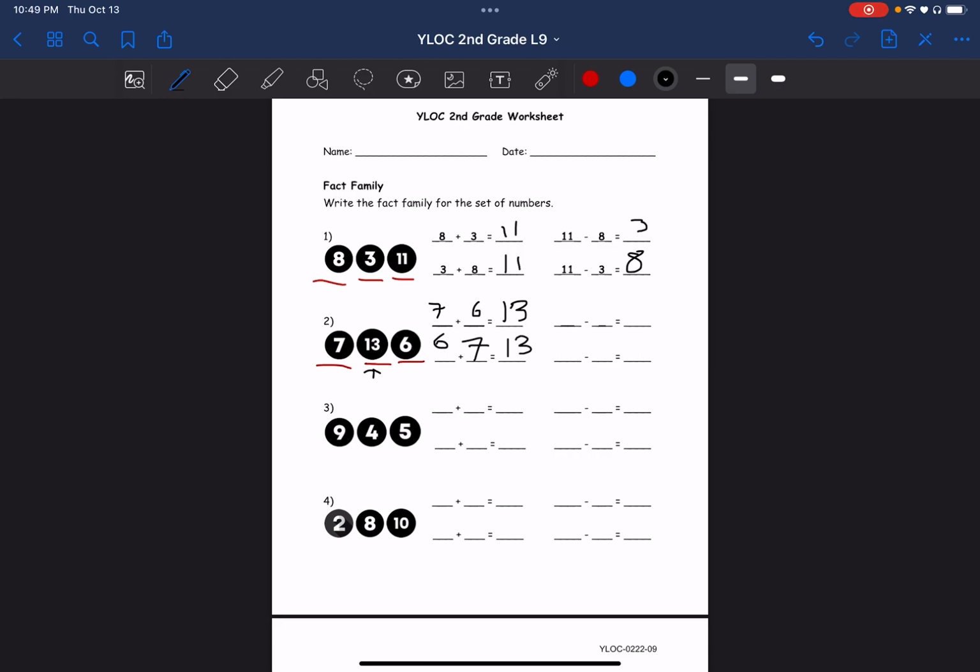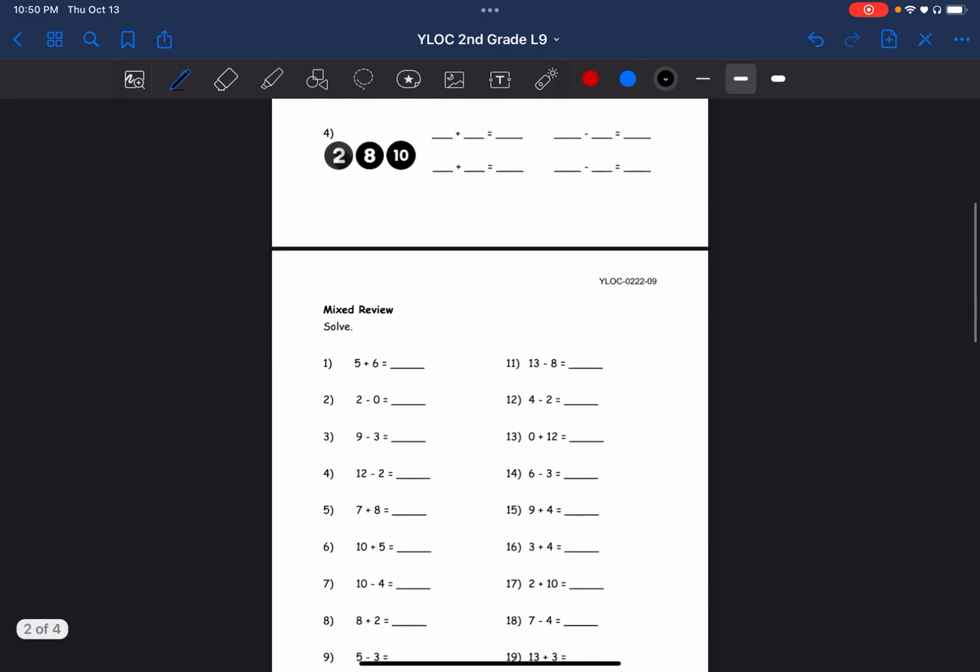And then we do the same for subtraction. We put the biggest number at the front, and that's 13. And then let's do minus 7. And then 13 minus 7, only 6 remains, so we put down 6 here. And then subtraction again, we put the biggest number, 13, and then minus 6 since we used 7 last time. And of course, that's 7. All right, let's go to the next page.